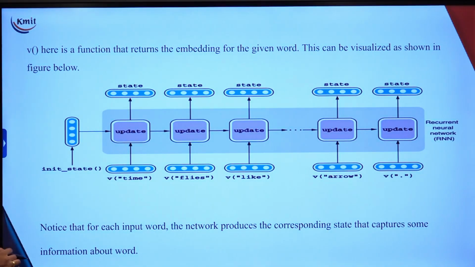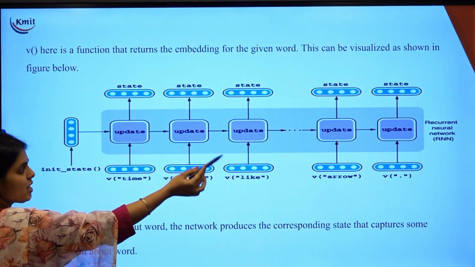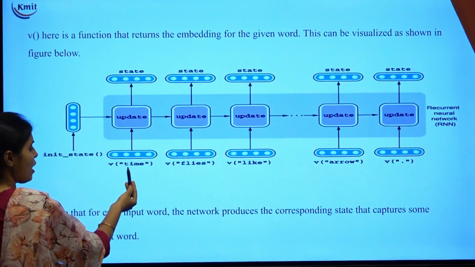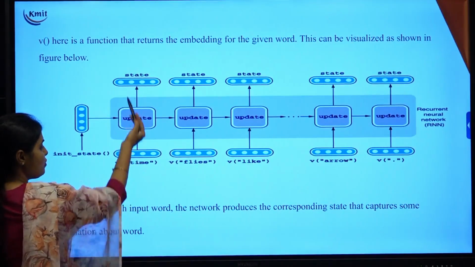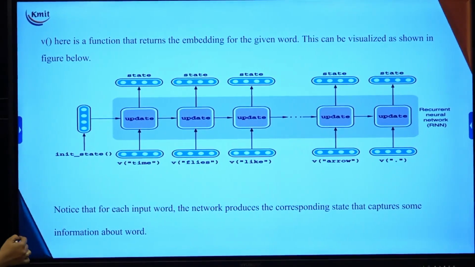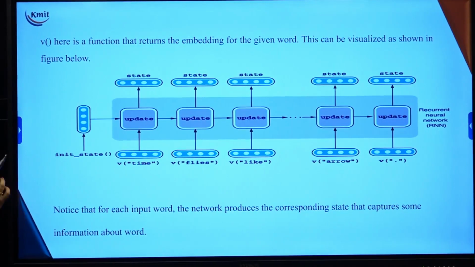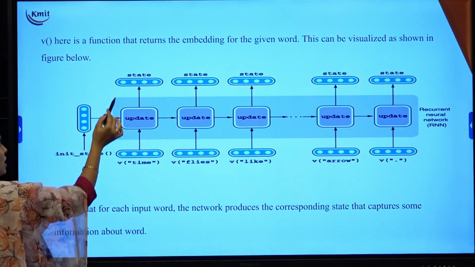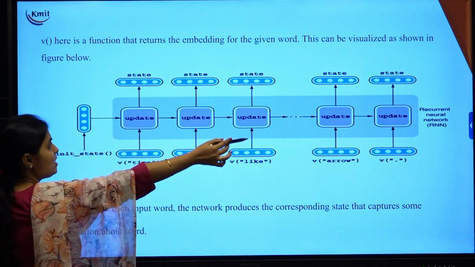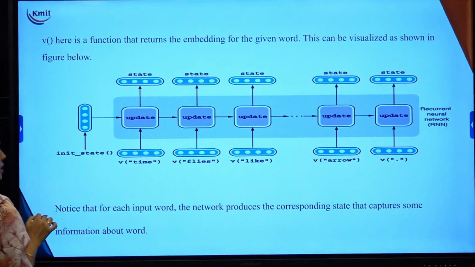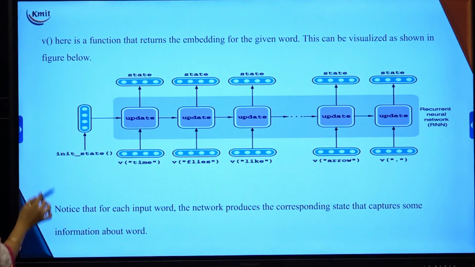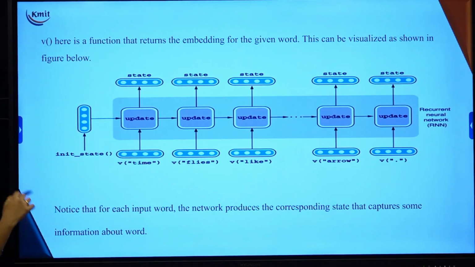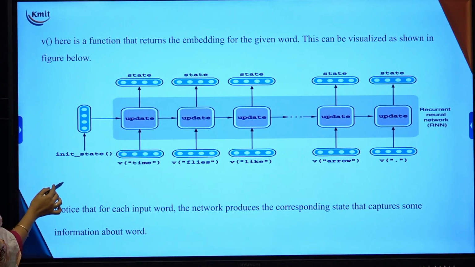When you look at the architecture here, as you can see, I am not taking the state as output at the final stage. For every word I am generating a state with respect to the update function. So for each input word the network produces the corresponding state that captures the information about that word, instead of one state at the end like we did in sentence classification. So this is the RNN architecture for how I use RNNs for the sequential labeling task.